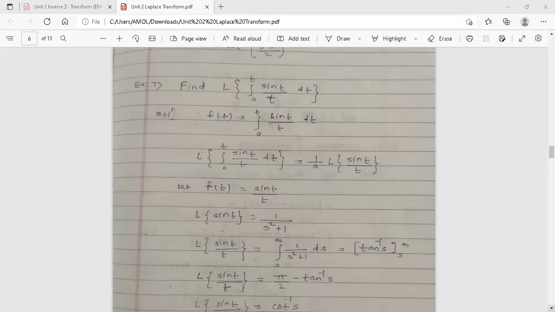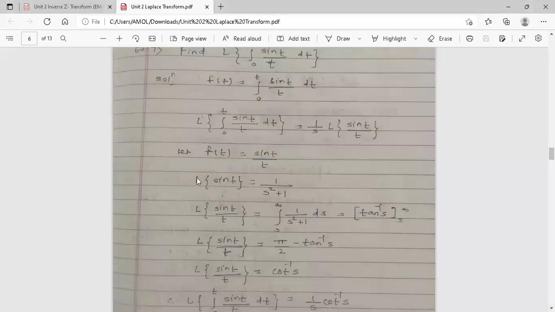Here, f of t is, suppose, sin t. Its Laplace transform is 1 upon s square plus 1, because the coefficient of t is 1. Now, the Laplace of sin t upon t uses the division by t property. What is the division by t property? You integrate that F of s. F of s is this 1 upon s square plus 1. You integrate it over s to infinity with respect to s.